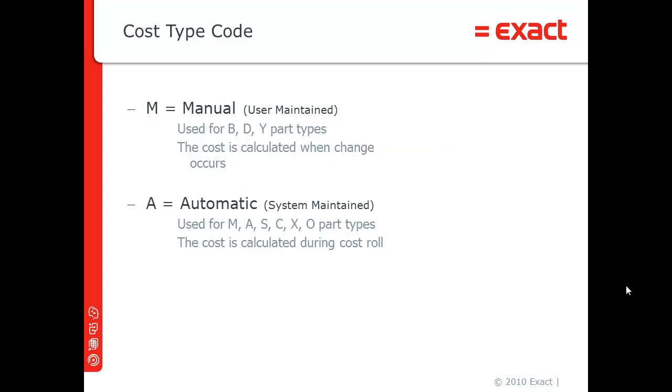Now let's take a little bit more detail on these cost type codes. M is manual. This means that it's user maintained, and these are generally used for all the purchase part types. A is automatic, which is system maintained, which means the cost roll actually rolls the cost from the lower levels and automatically costs these parts.